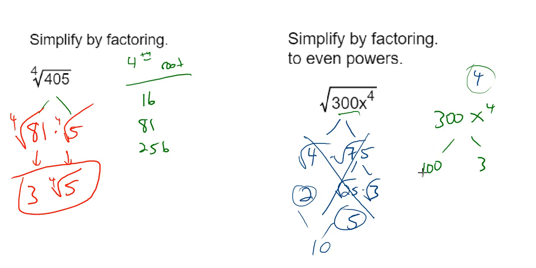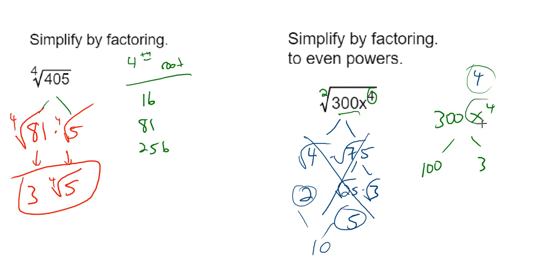So remember what we learned in 6.2 is that we can divide the power inside the radical by the root of the radical. And the root here is a 2, right? It's an invisible 2. It's a square root, which means this x to the 4th power is going to simplify really nicely with this square root because they divide evenly. 4 divided by 2 gives me 2.